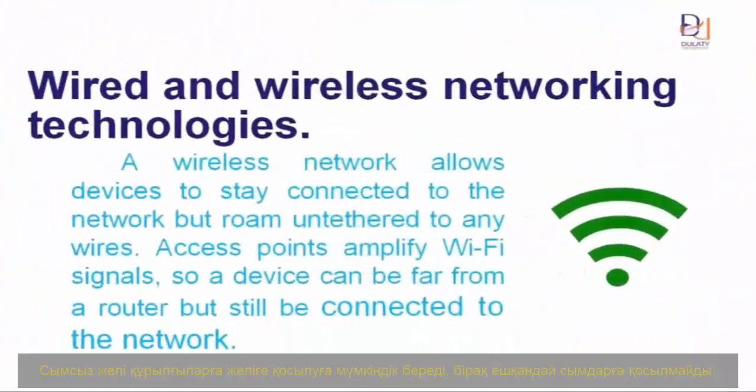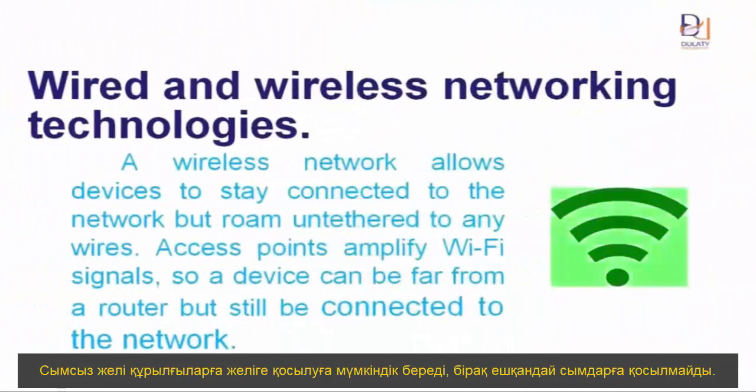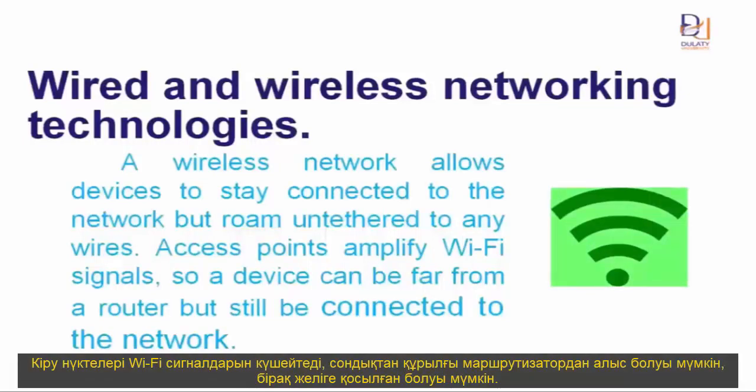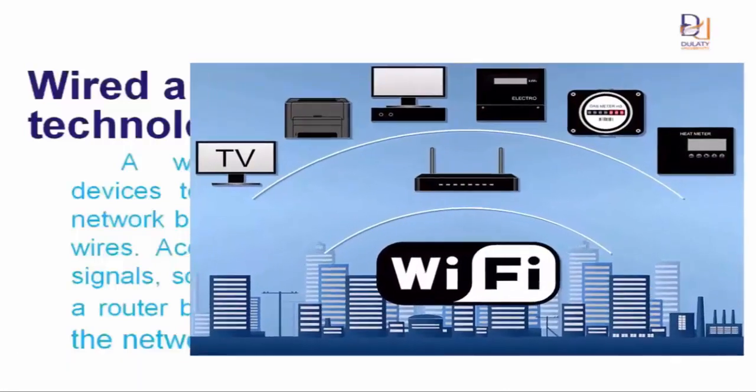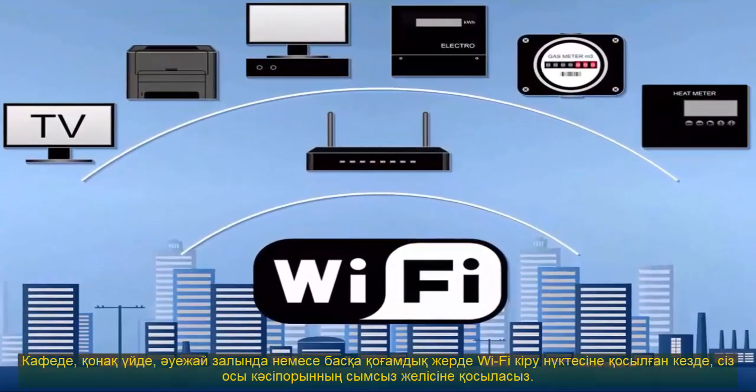A wireless network allows devices to stay connected to the network by roaming untethered to any wires. Access points amplify the Wi-Fi signal so a device can be far from a router but still be connected to the network. When you connect to a Wi-Fi hotspot at a cafe, a hotel, an airport lounge, or another public place, you are connecting to the business's wireless network.